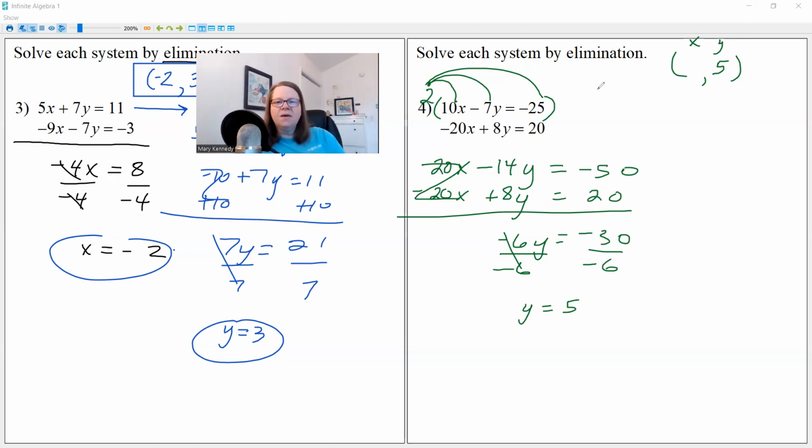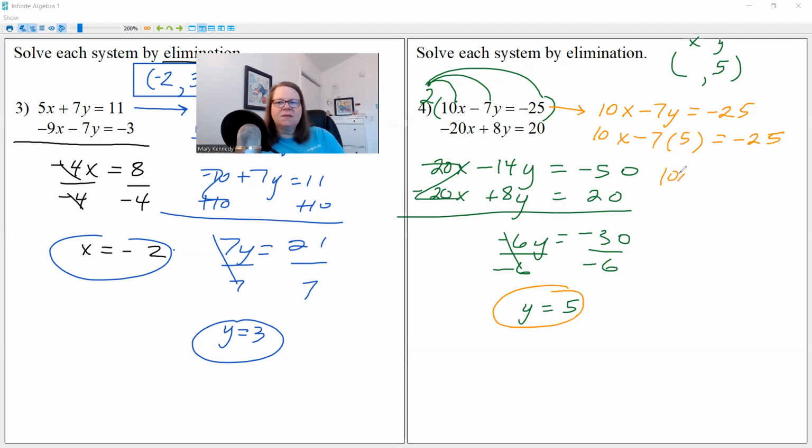All right. Now we do what we did last time, and we're going to go back to the original pair of equations, and we're going to substitute this y equals 5. So you can go into either one. I'm going to go to the first one. To me, that seems simpler, but they both work. It doesn't matter which one you plug into. All right, so 10x minus 7 and y is 5 equals negative 25.